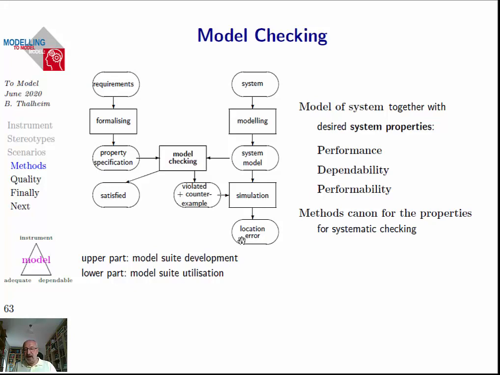That depends of course on which kind of requirements you consider. Model checking is typically considering only performance, dependability and performability, and you have a methods canon for the properties for the systematic checking at least.